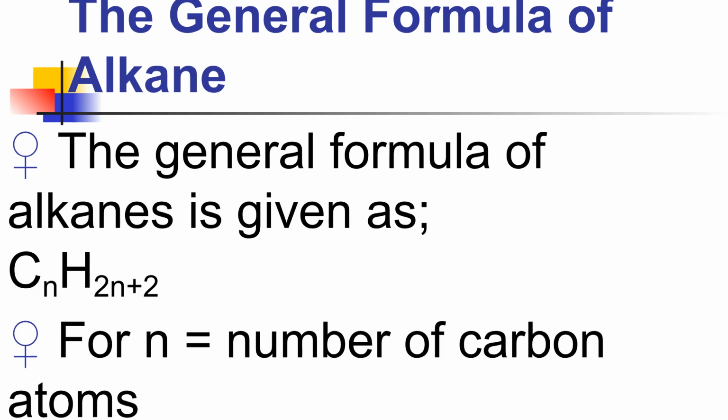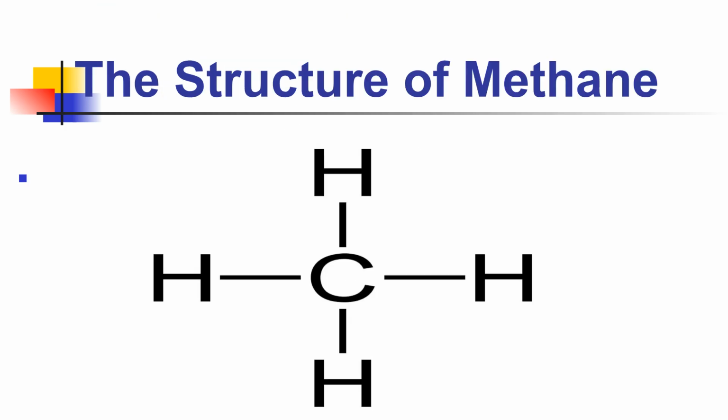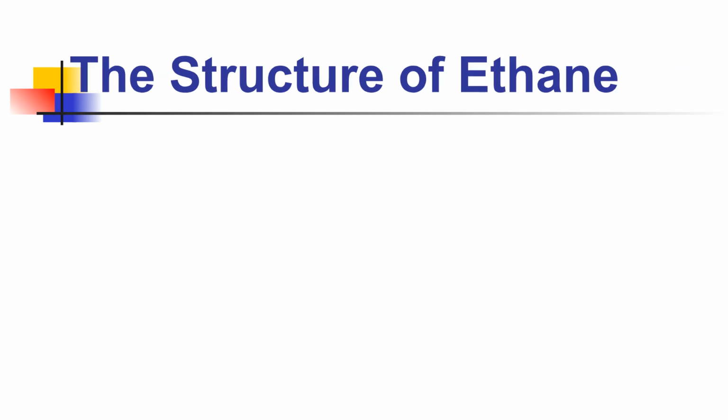The general formula for alkanes is CnH2n+2, where n is the number of carbon atoms and 2n+2 is the number of hydrogen atoms. For methane, where n equals 1, the molecular formula is CH4. This is the structure of methane. For ethane, with n equal to 2, the molecular formula is C2H6. This is the structure of ethane.